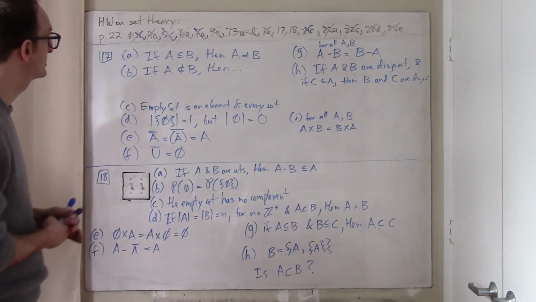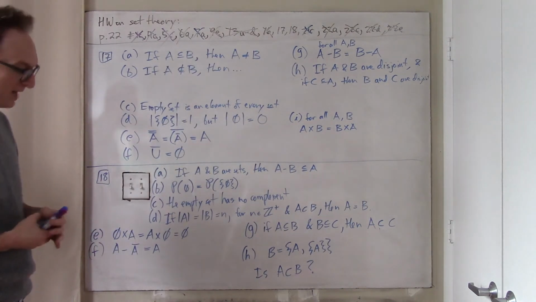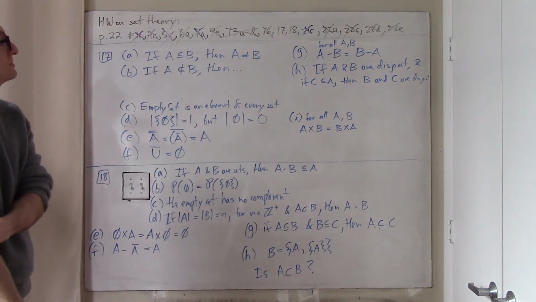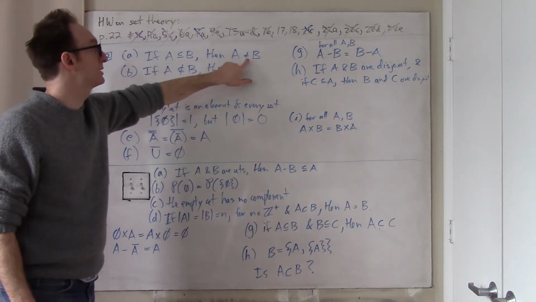Let's go. This is just a test of your understanding of the notation. Some of these are obvious. Some of them are more complicated. If A is a subset of B, then A is not equal to B.